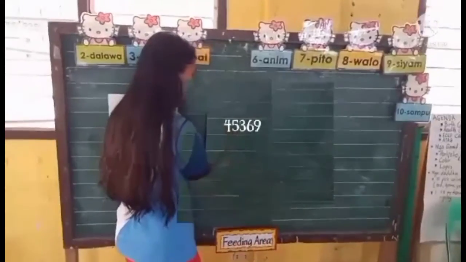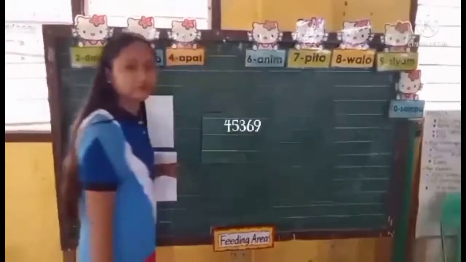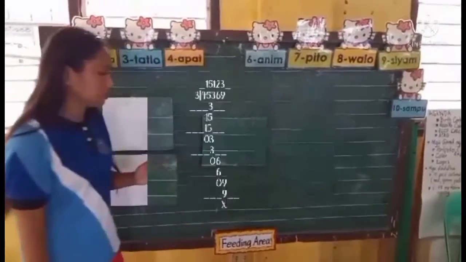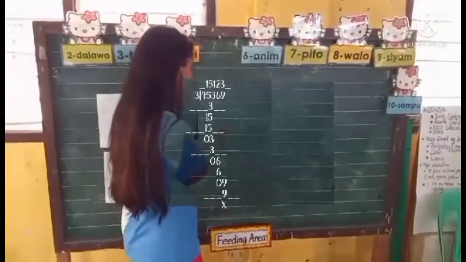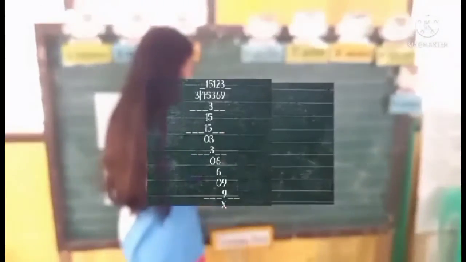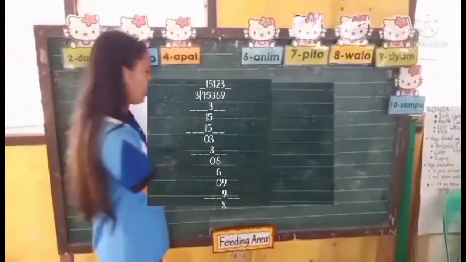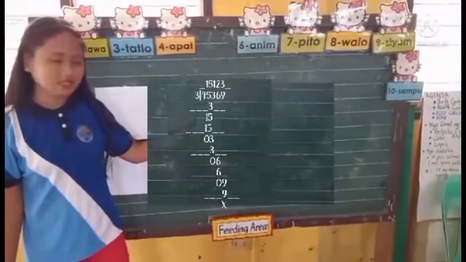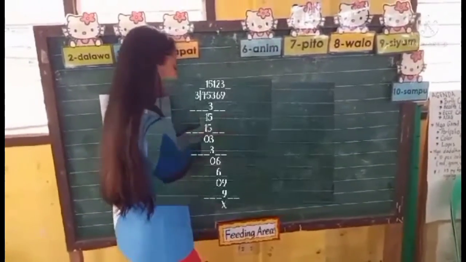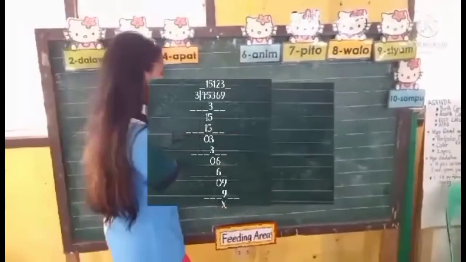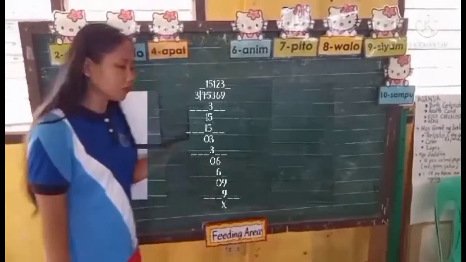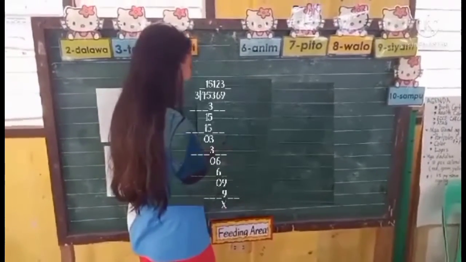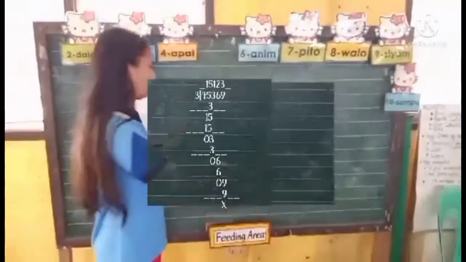4, 5, 3, 6, 9. Tapos, i-divide natin siya sa 3. 4 divided by 3 is 1. 1 times 3 is 3. 4 minus 3 is 1. Then, ibababa natin yung 5. 15 divided by 3 is 5. Then, 5 times 3 is 15. So, 15 minus 15 is 0. Then, bring down 3. 3 divided by 3 is 1.